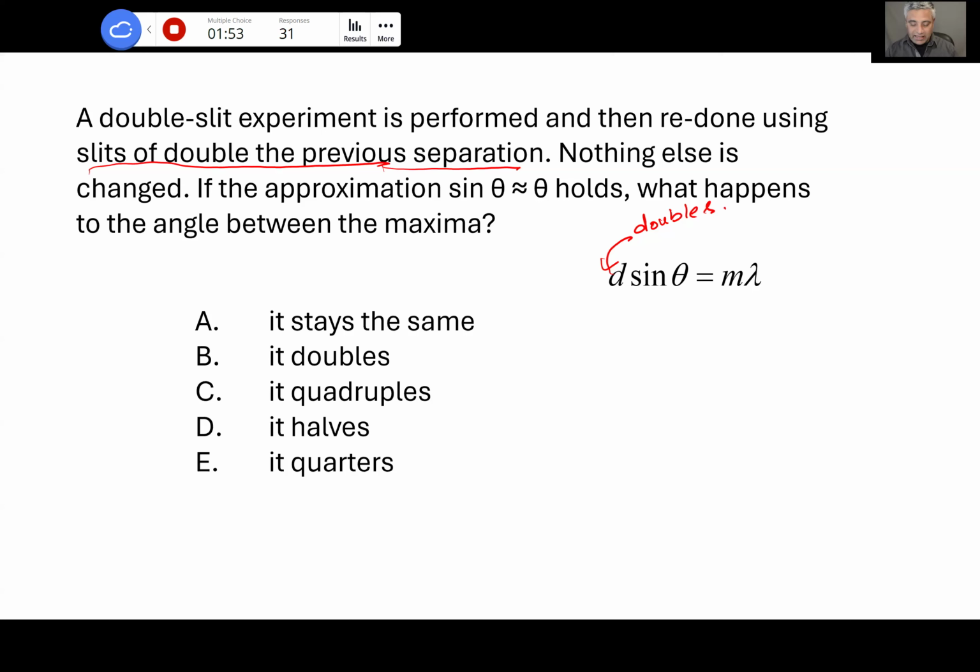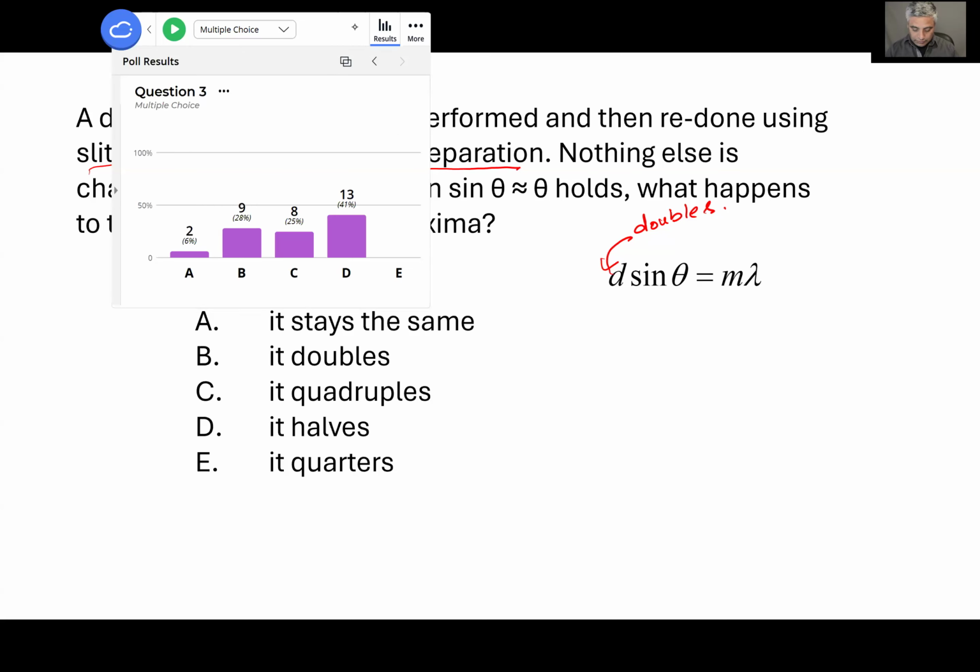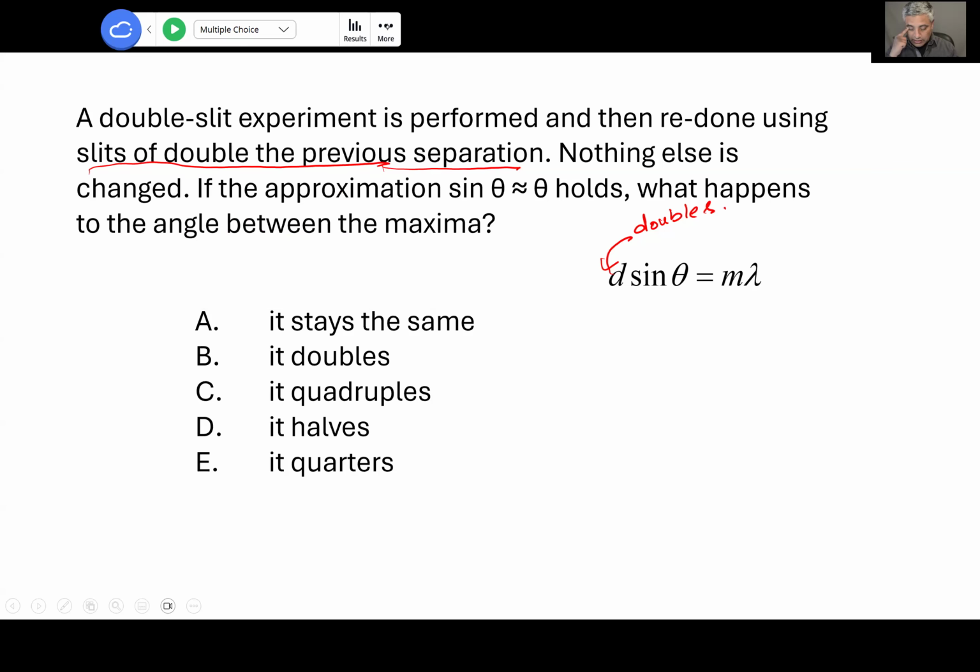And 5 more seconds. 5, 4, 3, 2, 1, and it stops. Okay, so now let's see what happened. We double the D. So the correct answer, so many of you chose D, but there are other choices as well, right?